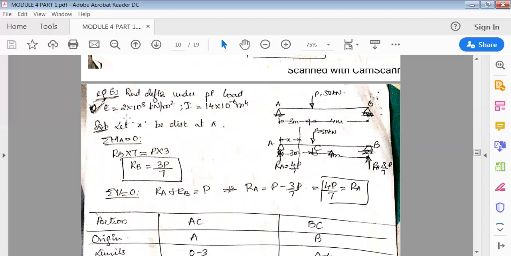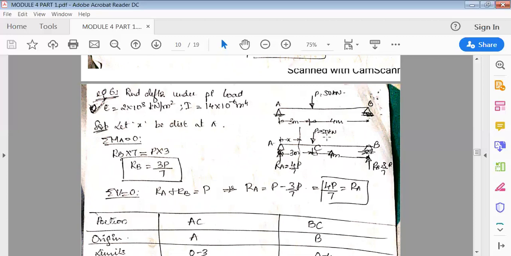Okay, now see here, find the deflection at the load point. That means you have to find deflection at this point, C. Then as usual, at C there is already a load. So because there is already a load, you cannot take a dummy load here.